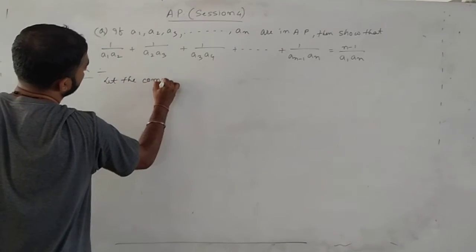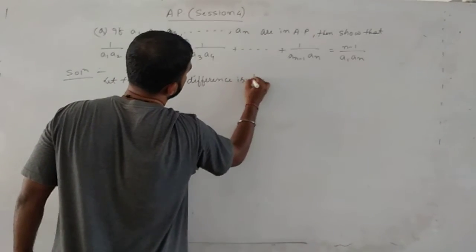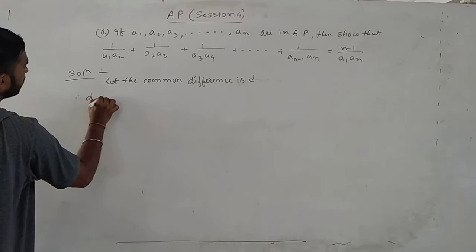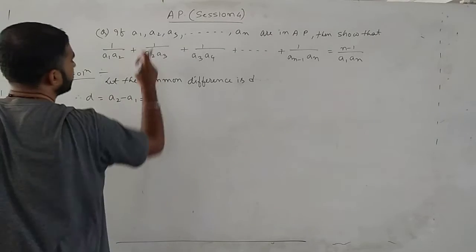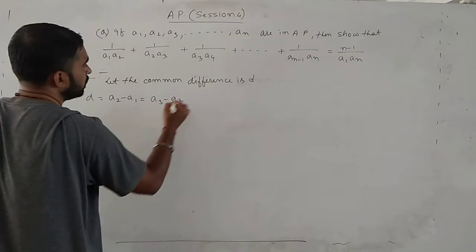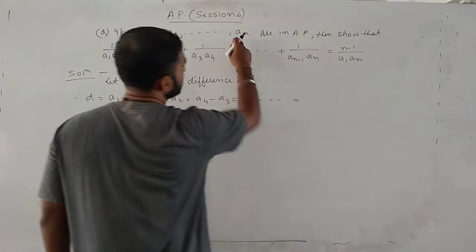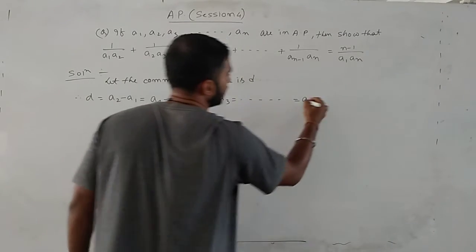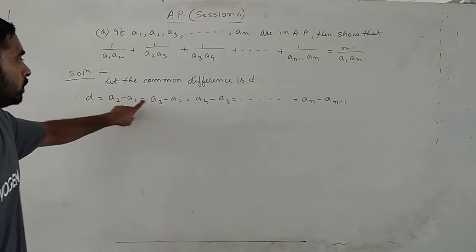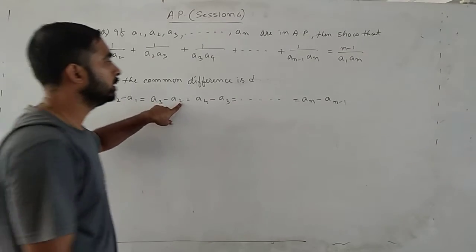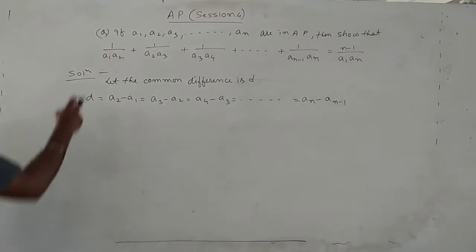Let the common difference be d. Therefore d equals second term minus first term, a2 minus a1, third term minus second term, a3 minus a2, then in this way fourth term minus third term, and the last term is an. So the preceding term of an is a n minus 1, because here 2, here 1, means 2 minus 1, here 3, here 2, means 3 minus 1, so here also n, so here n minus 1. So all this equals d, and this is the left hand side.